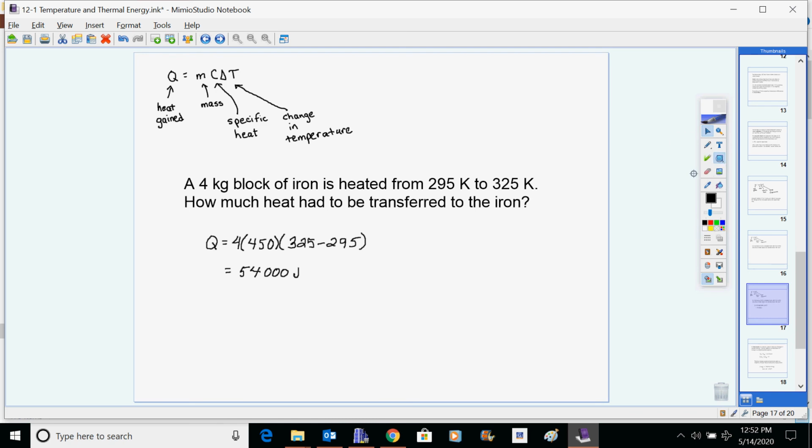When you look on the chart, you have to be given the specific heat value. On that chart I told you about, you can find all those values for specific heat. You look up the material, and that gives you this particular value, which tells you how much energy it takes to raise it 1 degree. Then you find the change in temperature and multiply times the mass, and it will tell you how much heat has to be gained.